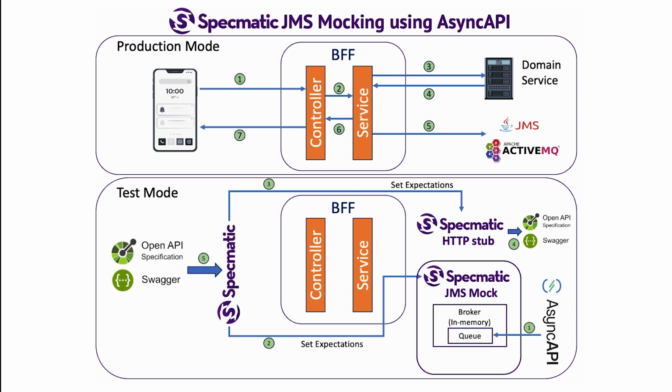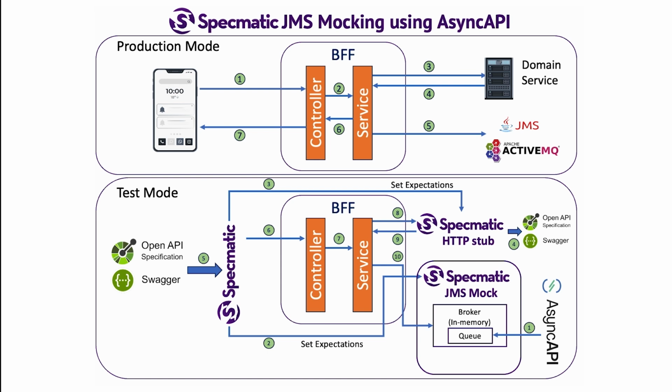Finally, Specmatic uses the application's OpenAPI specification to run contract tests against it. Every contract test results in a request being sent to the application, which is received by the controller. The controller invokes the service layer, which in turn fetches the data now from Specmatic's HTTP stub, and then drops a message onto Specmatic's JMS mock.